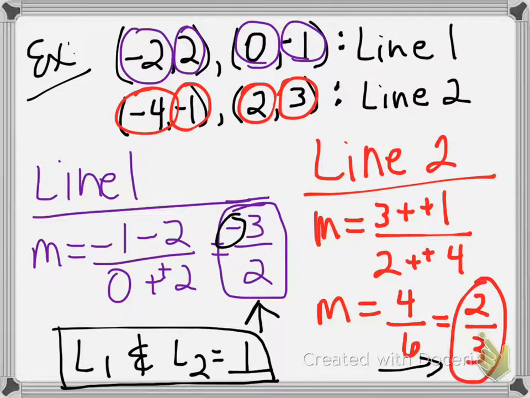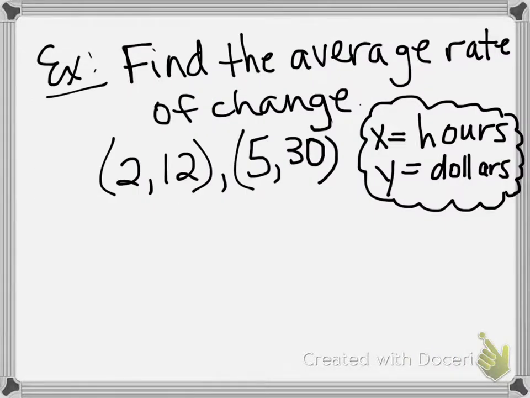If these two slopes are the same, then that would mean our lines would be parallel. And there is a third option. If you have two completely different slopes that they don't match up in any way, then you just say the lines are not parallel, they're not perpendicular, they're just neither.